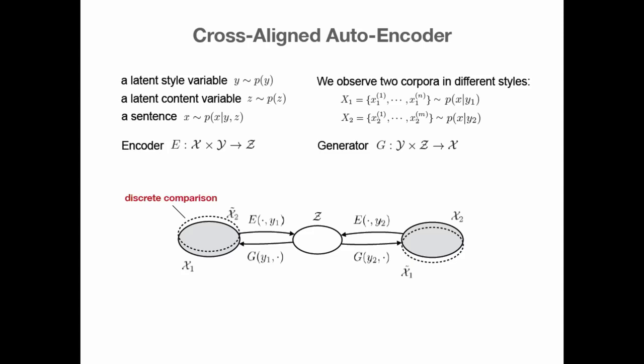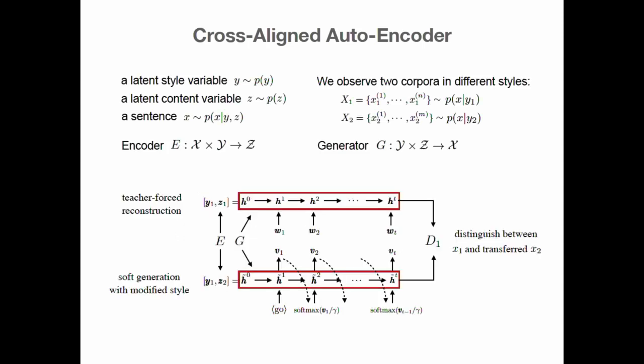To deal with this discrete comparison, we introduce a refined alignment of sentence representations across text corpora. The hidden state sequence of reconstructing X1 by teacher forcing and transferring X2 by soft self-feed are passed to a discriminator to be aligned. Our cross-aligned autoencoder is the first discrete transfer model that learns from non-parallel data.